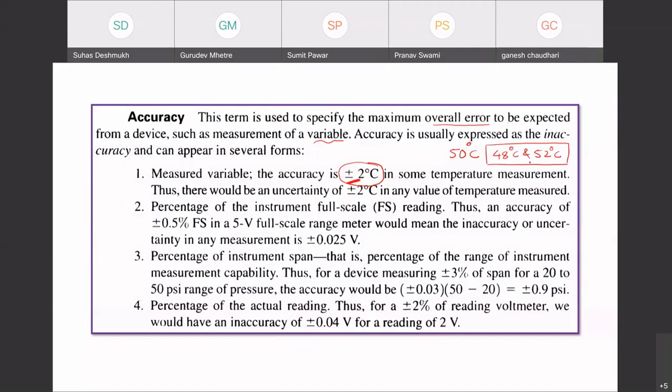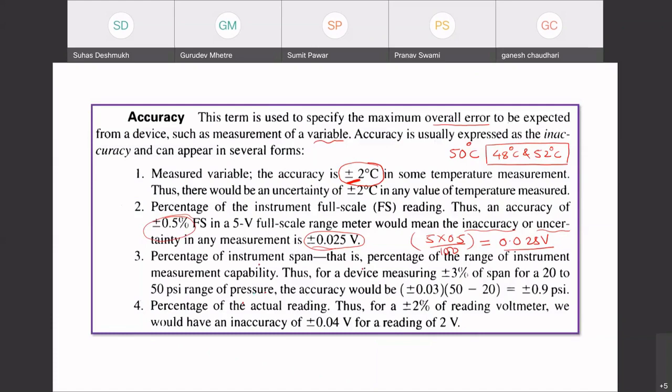0.5% of its full scale, in 5 volts, means I have an inaccuracy or uncertainty in the measurement. How did it arrive? 5 into 0.5 divided by 100 results in 0.025 volt. This is the minimum voltage accuracy I can get.